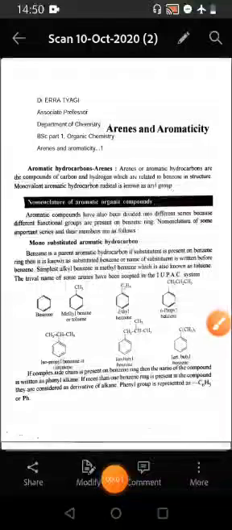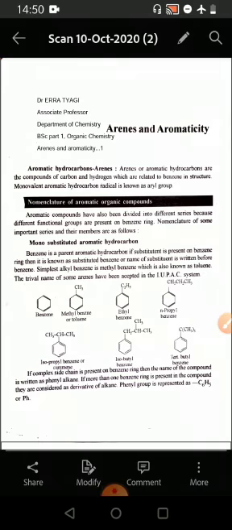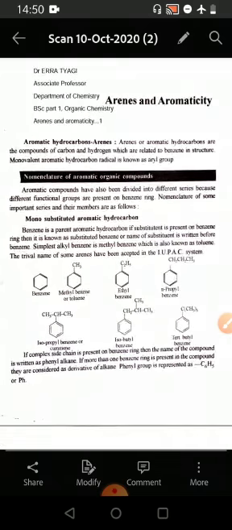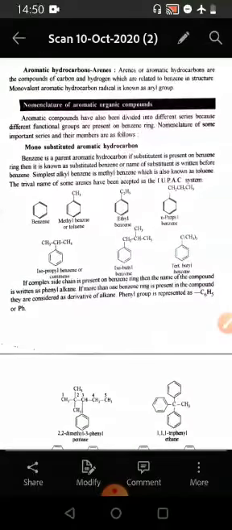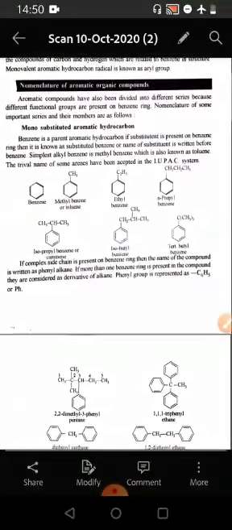Today we are going to study Organic Chemistry of BSc Part 1. The topic is arenes and aromaticity. Arenes or aromatic hydrocarbons are the compounds of carbon and hydrogen which are related to benzene in structure. A monovalent aromatic hydrocarbon radical is known as an aryl group.